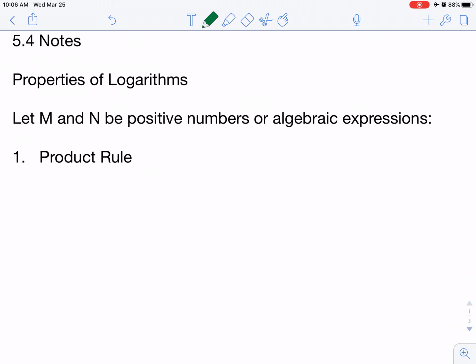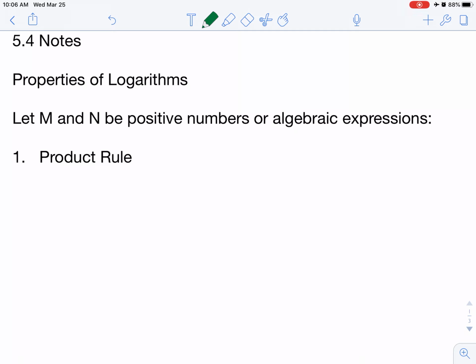Section 5.4 will have an assignment with it, okay? And so the title of this one basically I think is just properties of logarithms. And now there's really only 3 properties of logarithms to be aware of. There are 3 major ones. There's a couple other minor ones. I'll try to mention all of them here.